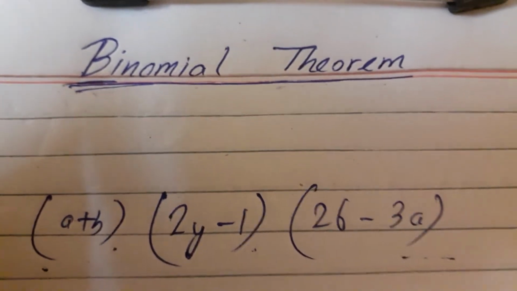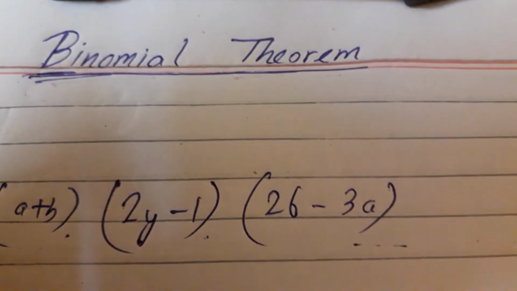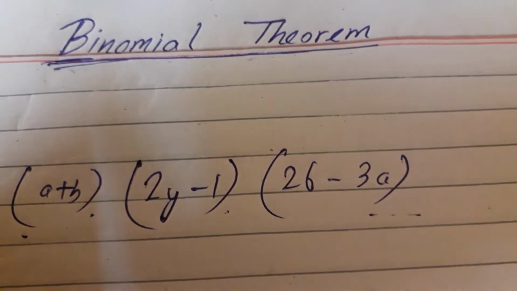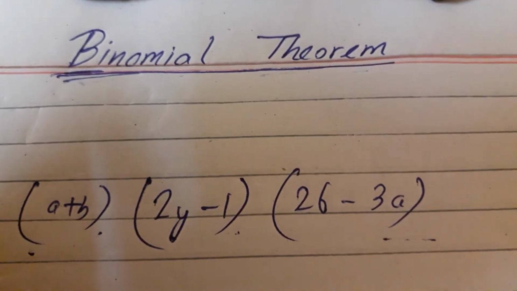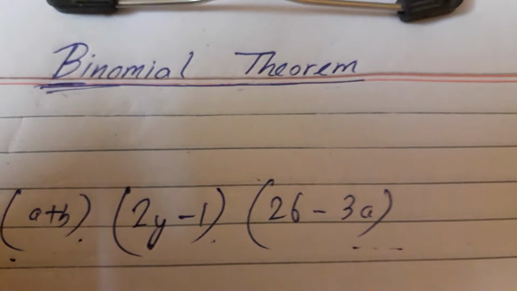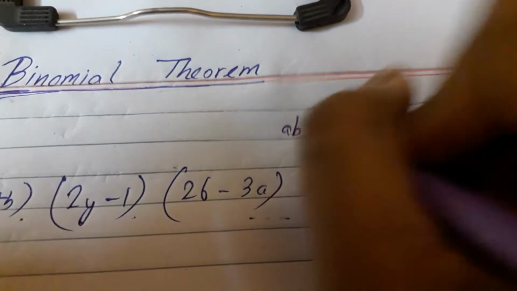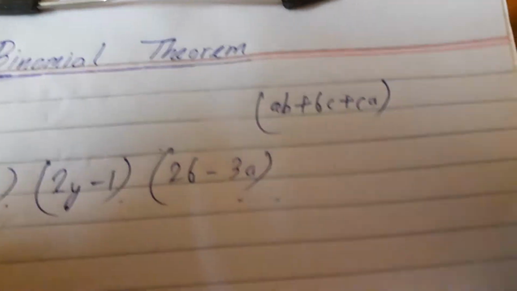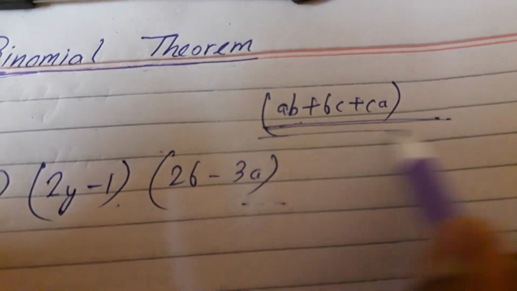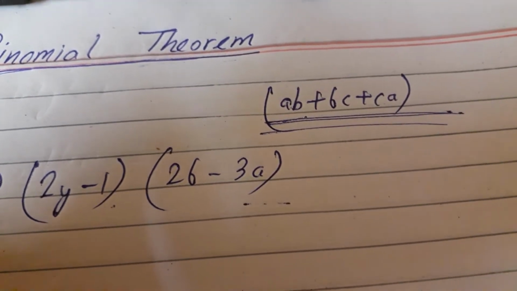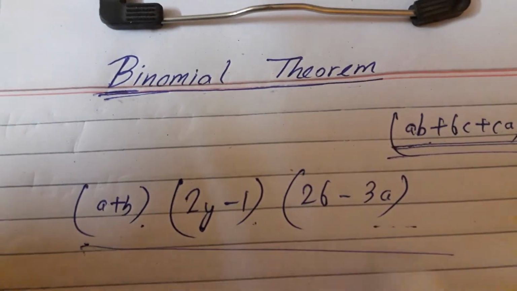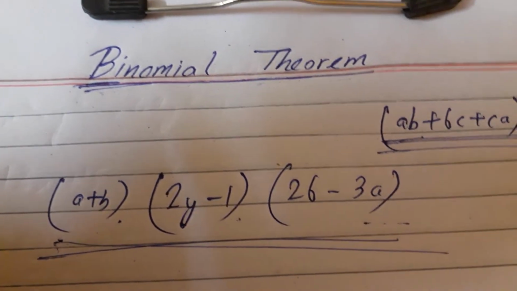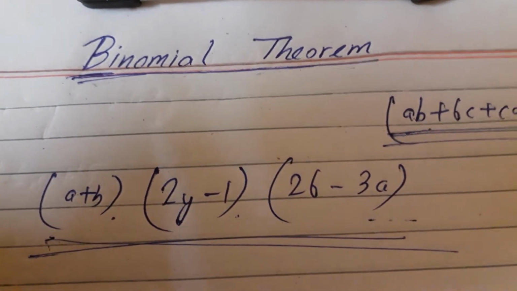And any algebraic expression containing more than two terms is called a multinomial expression. Suppose ab plus bc plus ca. This type of algebraic expression, which contains more than two terms, is called a multinomial expression, and these type which contain only two terms we call binomial expressions.